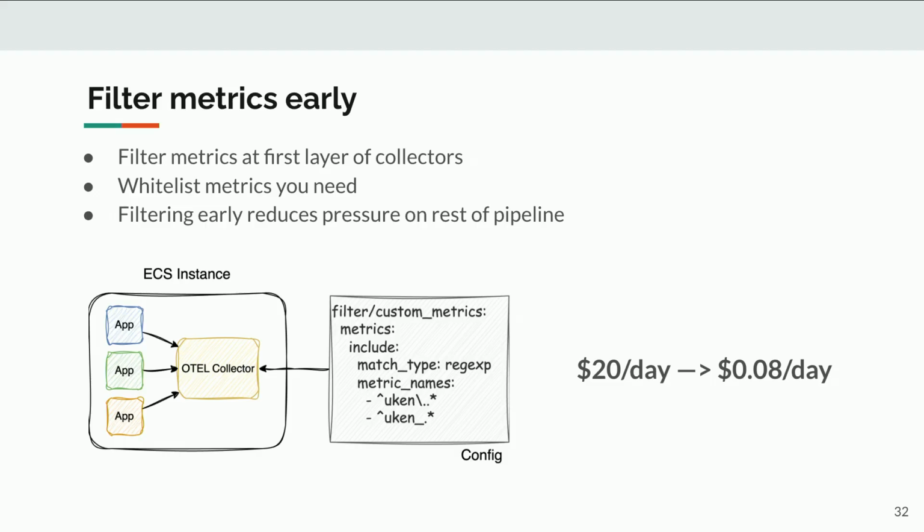Drop it right there on the ECS instance. We don't even send it over the network. And this allowed us to take our Prometheus costs from $20 a day to 8 cents a day, right? So orders of magnitude for metrics that you're probably never going to look at.